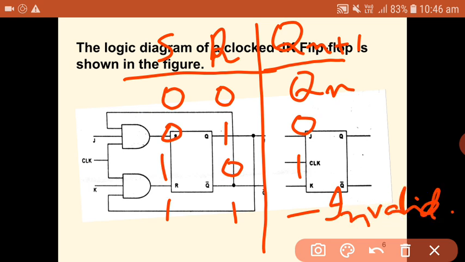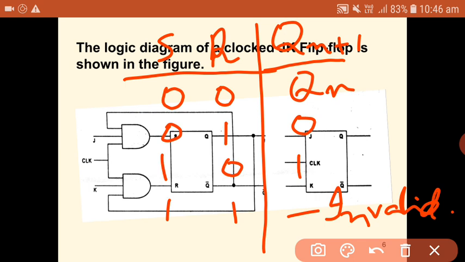Output is invalid. So this is the truth table of SR flip-flop. For a better understanding of the truth table and circuit diagram of JK flip-flop, you need to know the truth table of SR flip-flop, because only then can you write the truth table of JK flip-flop. JK flip-flop is implemented with the help of SR flip-flop only, with some modification, with some refinement. That's why, first of all, you need to know the truth table of SR flip-flop.